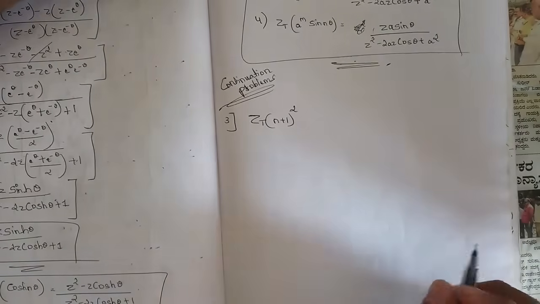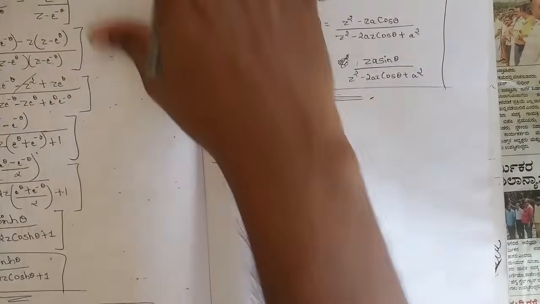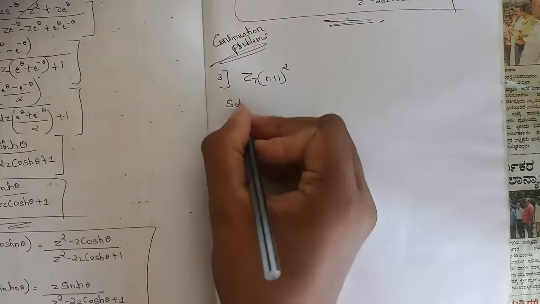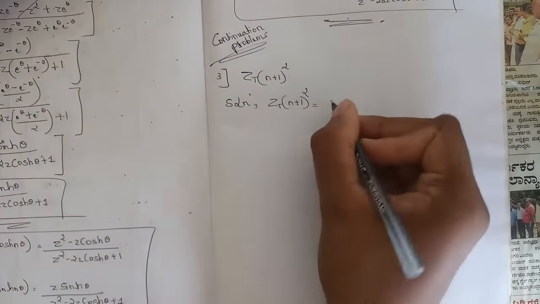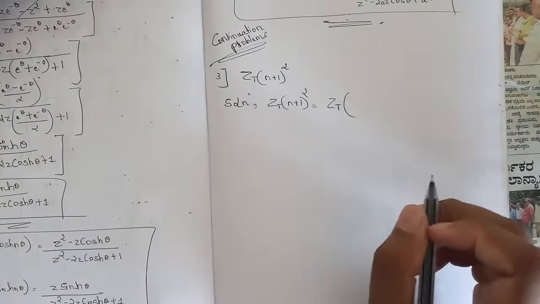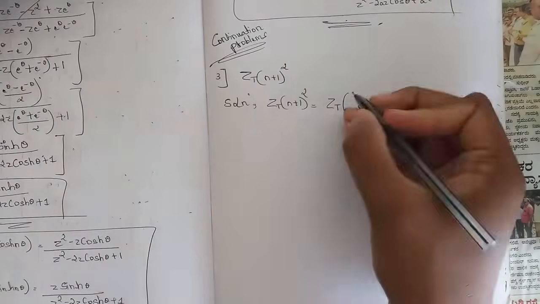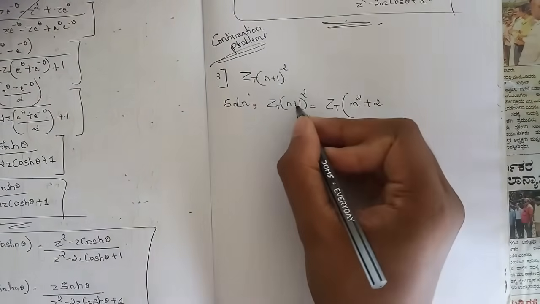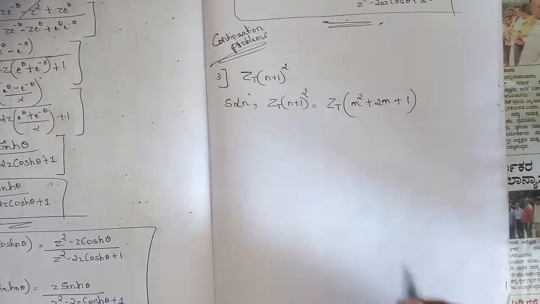The first problem is the Z transform of n plus 1 whole square. So this is a simple problem. Here use the identity a plus b whole square. So what is a plus b whole square? That is a square plus 2ab plus b square. So now we apply that: a square is n square, plus 2 into n into 1, so 2n, plus b square, 1.